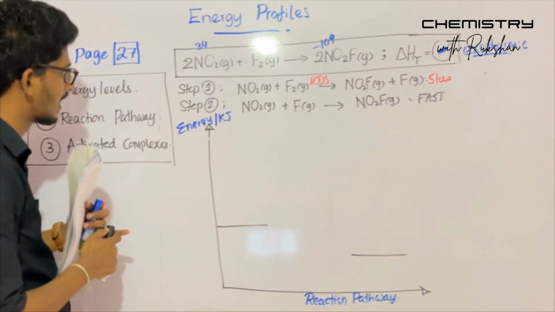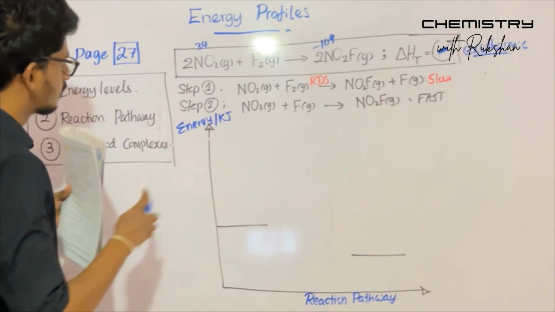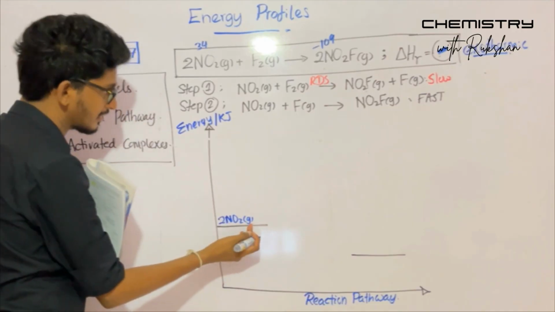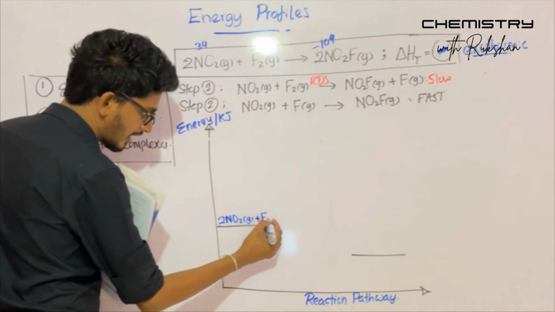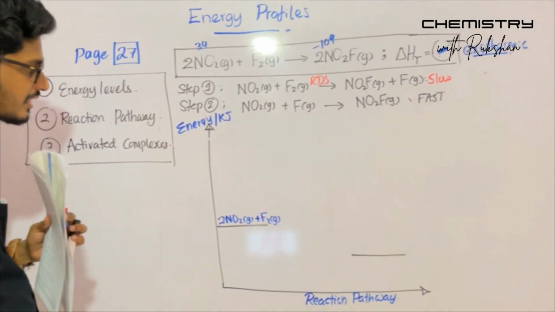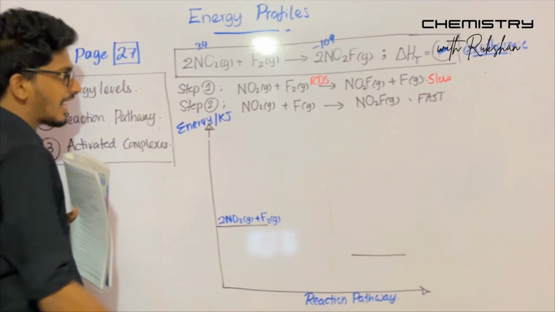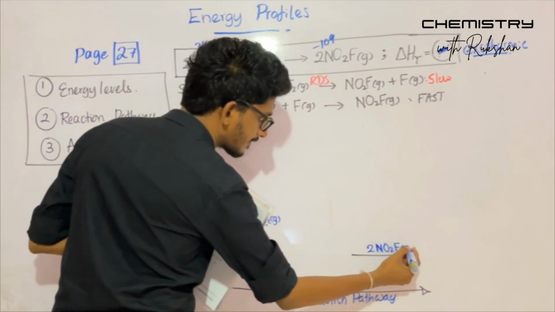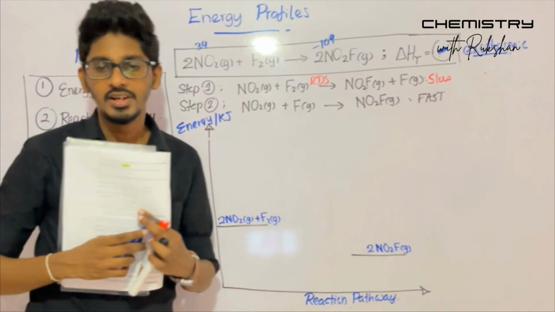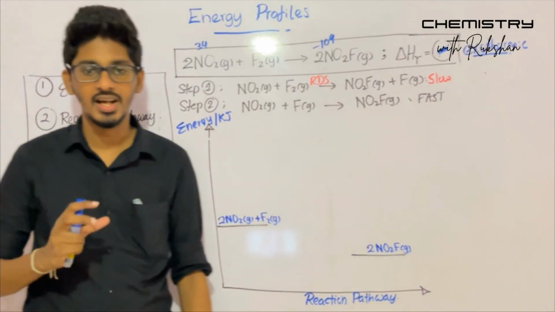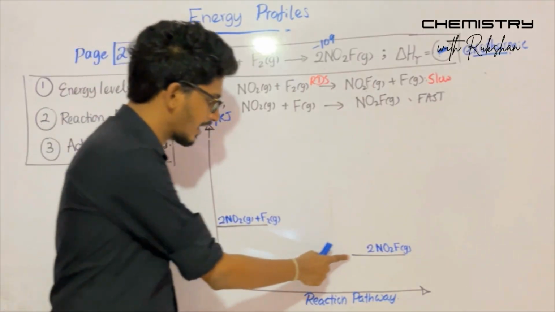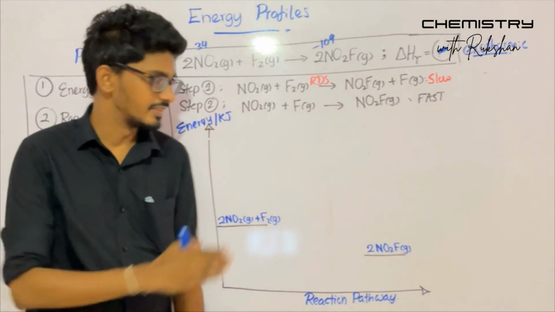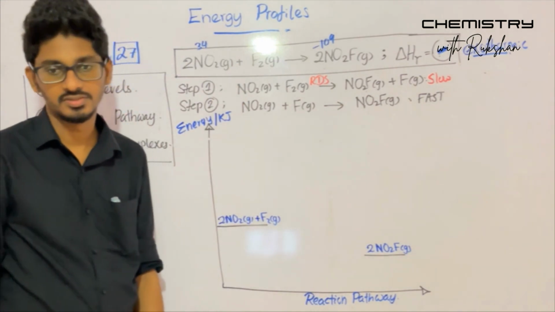So we are to start with two NO2 gas. It is essential to give the physical states, plus F2 gas as the reactants. Then as products, you have two NO2F gas. First, write the reactants and the products with their energy levels, right? So we are still at the first step, drawing energy levels. This is done with the use of the overall reaction.